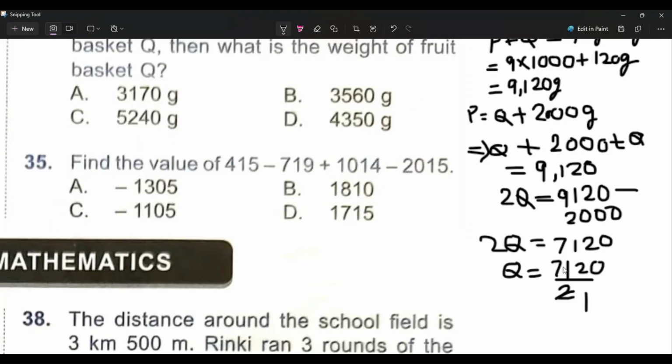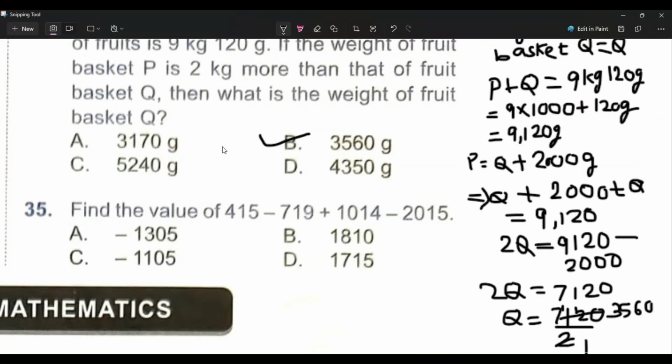So 2 ones are 2, 2 threes are 6, remained with 1. So 2 fives are 10, remained with 1, 12. So 2 sixes are 12, 2 zeros are 0. So we got Q is equal to 3560 grams. So option B is the right answer, children.